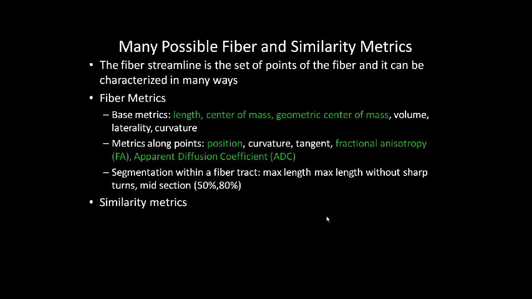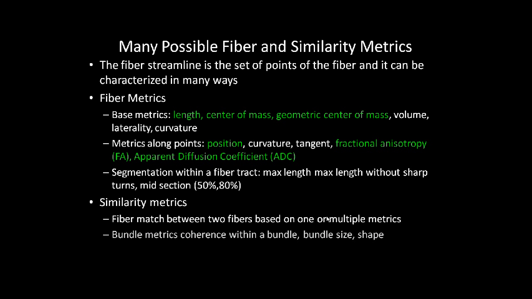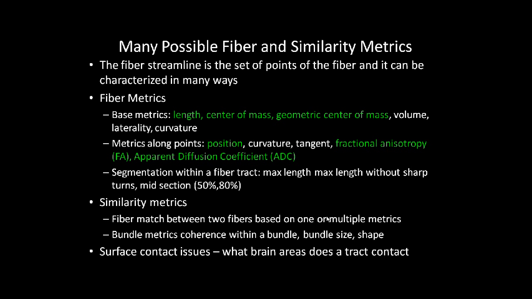In terms of similarity metrics, there are both fiber match similarities, those are the metrics between any two fibers on a single or multiple metrics, and fiber bundle metrics such as coherence within a bundle, bundle size, and shape. Also surface contact issues such as what brain areas does a particular fiber track contact.